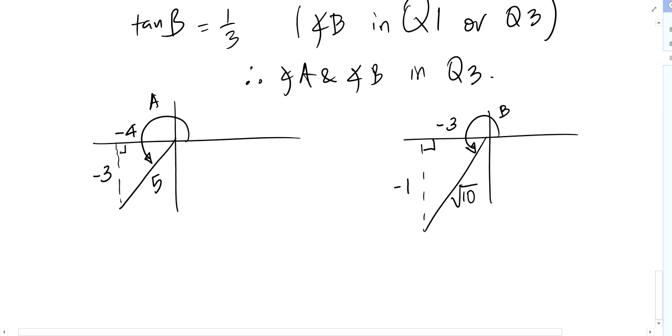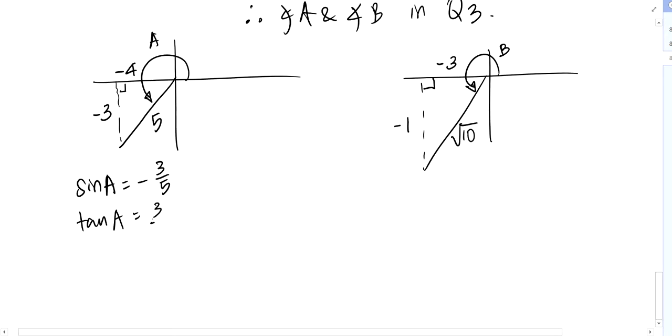So based on this, we should be able to very easily find sine A. Sine A equals to, what do you have for sine A? Negative 3 over 5. And tangent A. Okay, 3 over 4. Strictly speaking, it is negative 3 divided by negative 4, but it will simplify to become 3 over 4. Then next we have sine B.